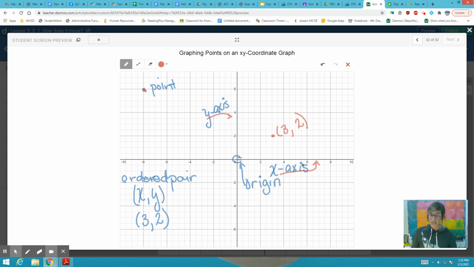Okay, I look forward to seeing your work on question 3-95, where you will be actually using these tools and this information to graph some points on an XY coordinate graph.